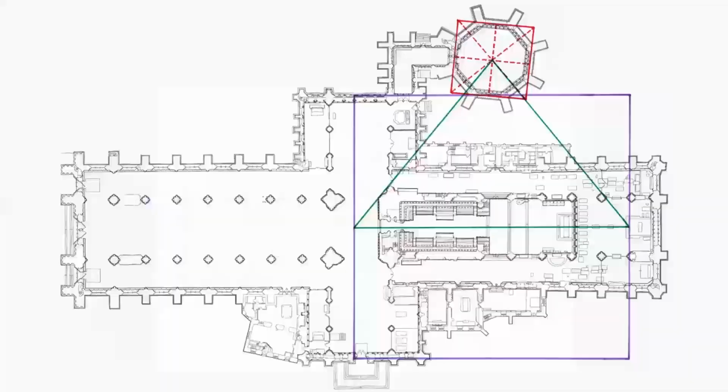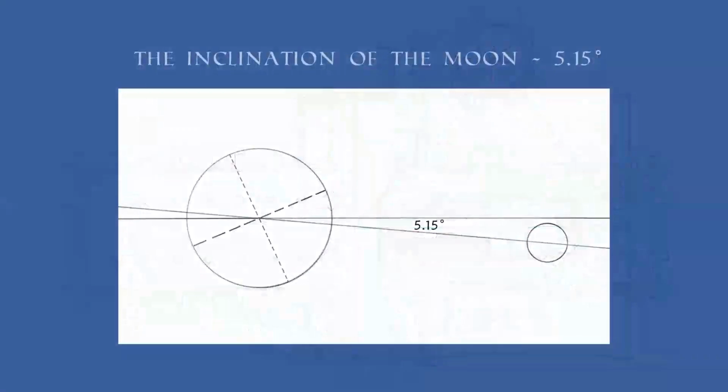Now, it does appear to be to do with the fact that this diagram also works in the York Minster ground plan too. And this is the reason why. What's known as the inclination of the moon. This is a particular angle of the moon. You can see how this is the orbital plane of the moon around the Earth, whereas this line here is the orbital plane of Earth around the sun. So there's this slight difference.